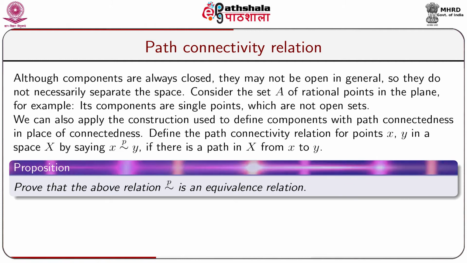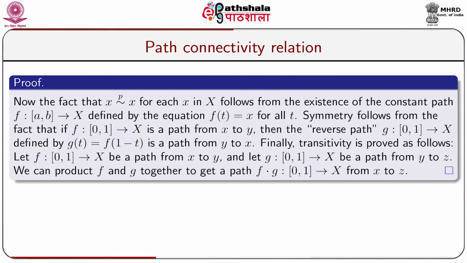We introduce the notion in the following way. Let X be a topological space and P, Q be two points in X. Then P and Q will be related if they are contained in some path connected subset of the topological space X. That means there exists some continuous function f from the unit interval to X such that f starts at P and f ends at Q. Now, we want to prove that the path connectivity relation is also an equivalence relation.